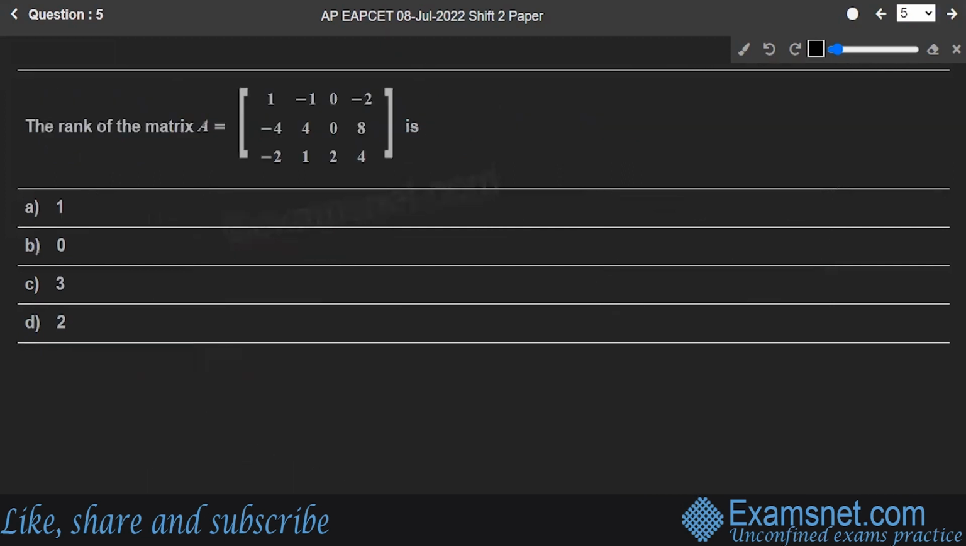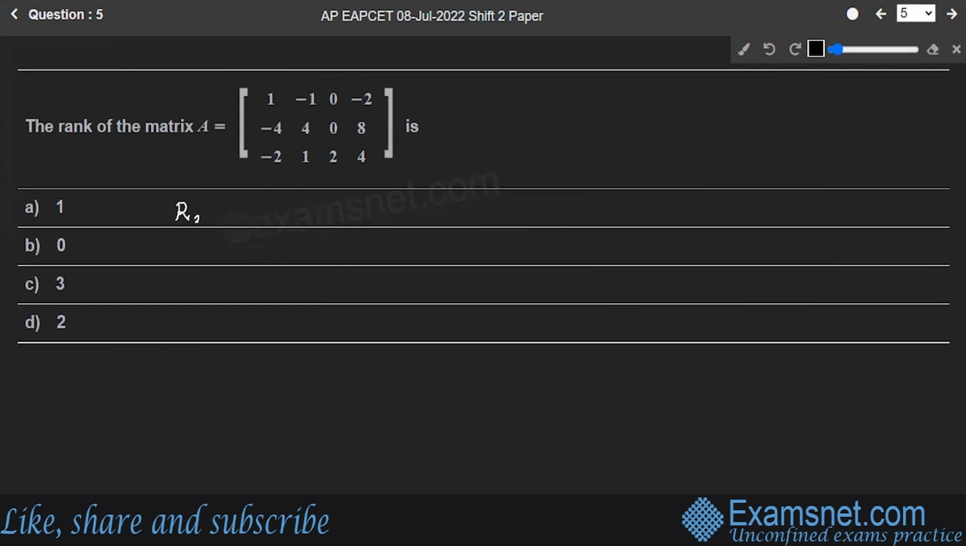Next is question number 5. The rank of the matrix this is. So you have this matrix A as this. I will not rewrite it. To answer the question, you have to find out the rank. For that, let's apply some transformations on this matrix. So we are going to apply the elementary transformations. Let's apply.